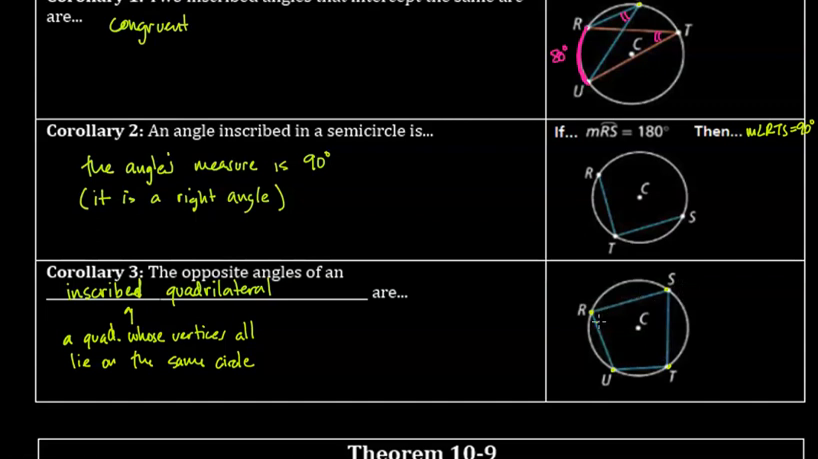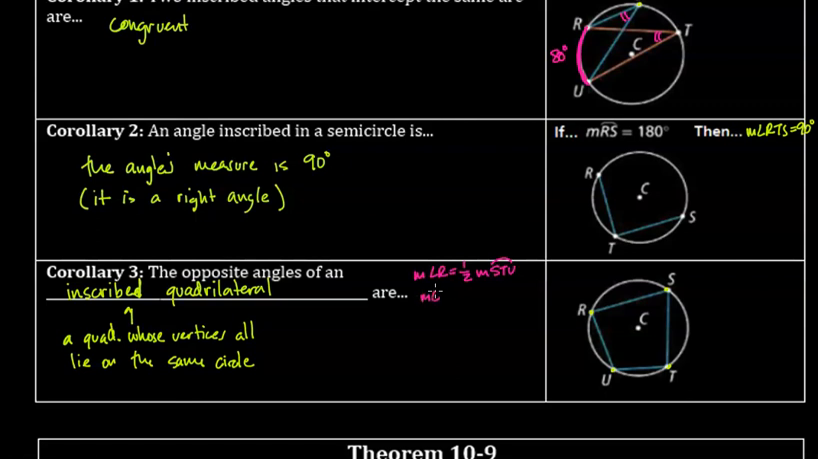So what would we know about these opposite angles? Well, let's just look at two of them. Let's look at angle R and angle T. The measure of angle R would be half of arc STU. All right, so I'm going to write that down over here. This is going to be my proof for what's happening. The measure of angle R is half of the measure of arc STU.